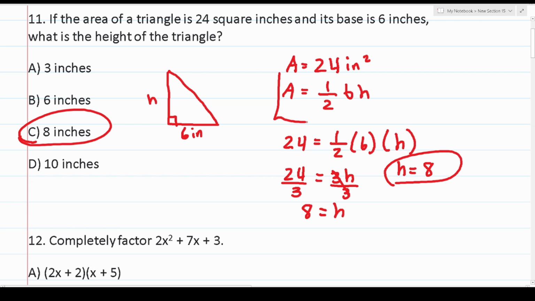Okay, so this is a formula you absolutely need to know for the ASVAB. You need to know how to find the area of triangles. Okay, so that's that one. Nothing too difficult there.